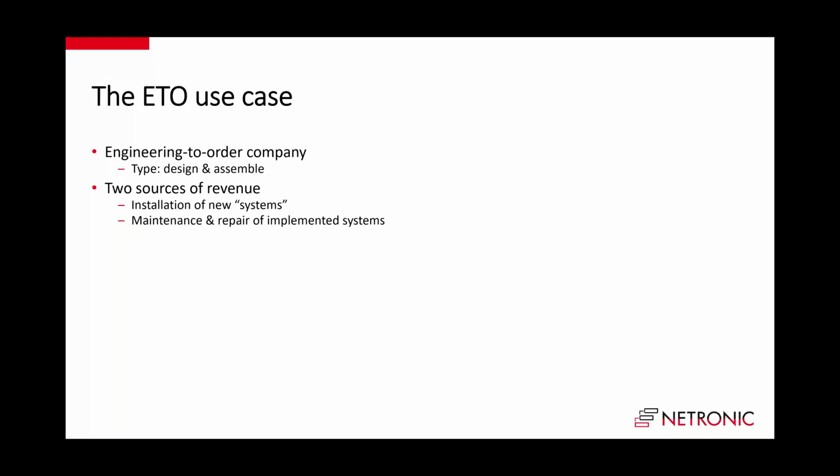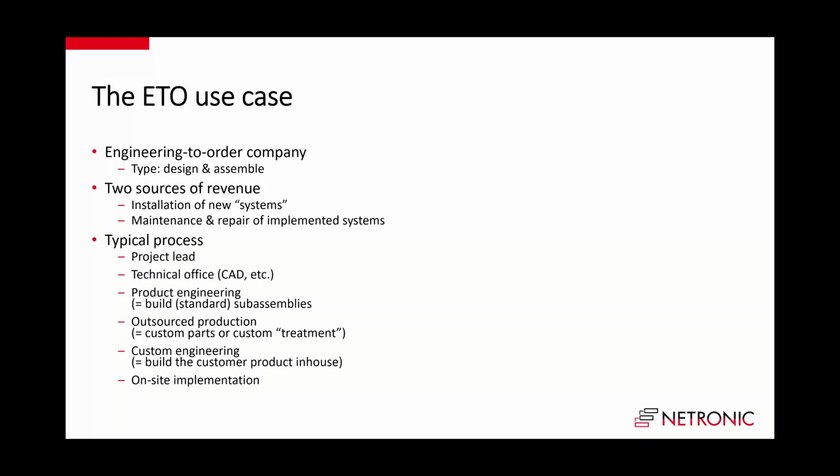Typically they have two sources of revenue. Of course, this is the sale and the installation of new systems. But once those systems are implemented on site with the customer, then they maintain the system and they repair those implemented systems. And typically for many customers that we are seeing, this repair part of the business is ticking up and bringing some extra revenue. The process that I'm looking at is: we have a project lead, a project manager who takes care of the bespoke customer project.